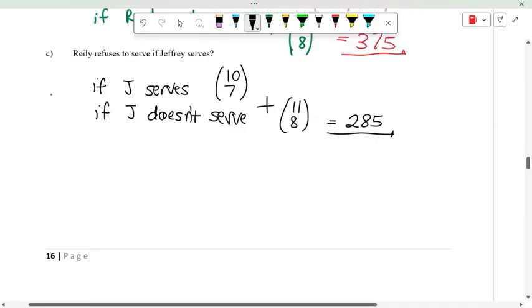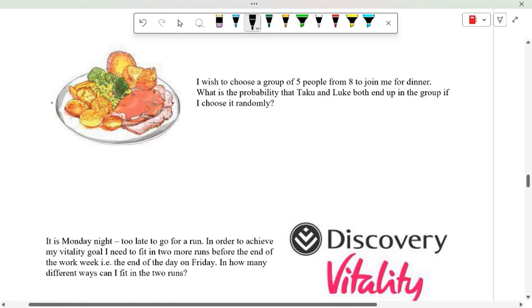Okay, right. Onwards and upwards. So I wish to choose a group of 5 people from 8 to join me for dinner. What's the probability that Taku and Luke both end up in this group? Obviously, we're assuming that they're in the group of 8.